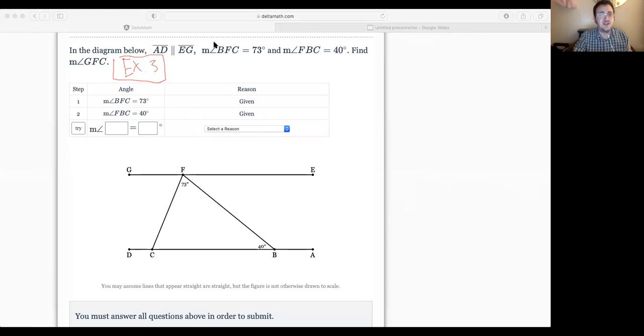So this says in the diagram below, AD is parallel to EG. So I'm actually just going to mark the diagram for that. And BFC is 73, FBC is 40, and we need to find GFC. So I'm just going to highlight the angle that we need in green, GFC.